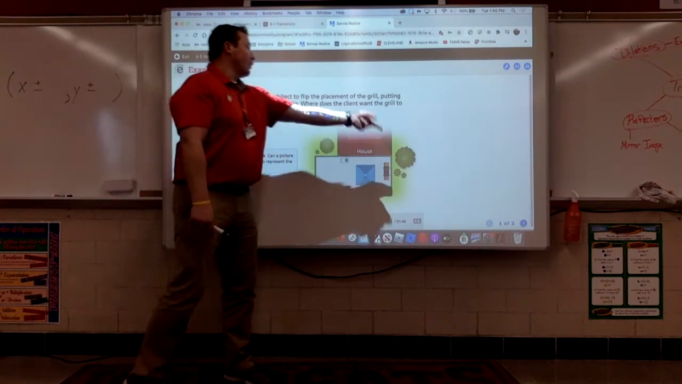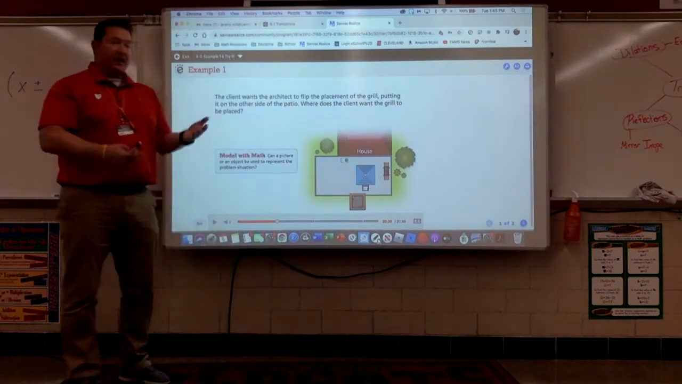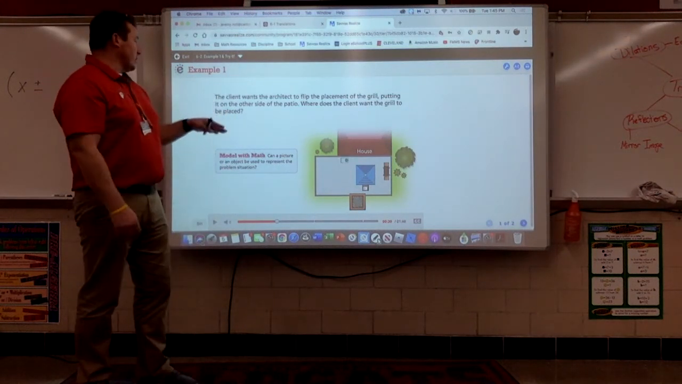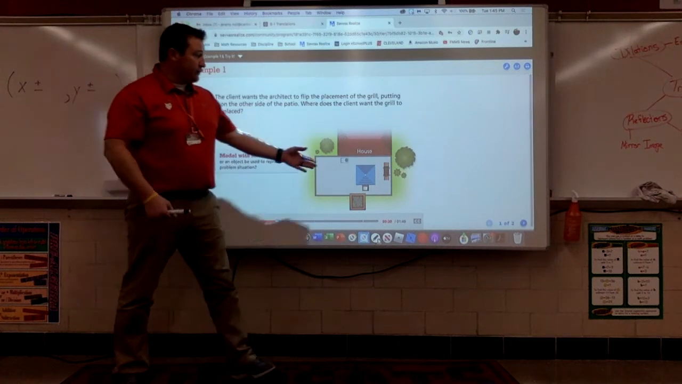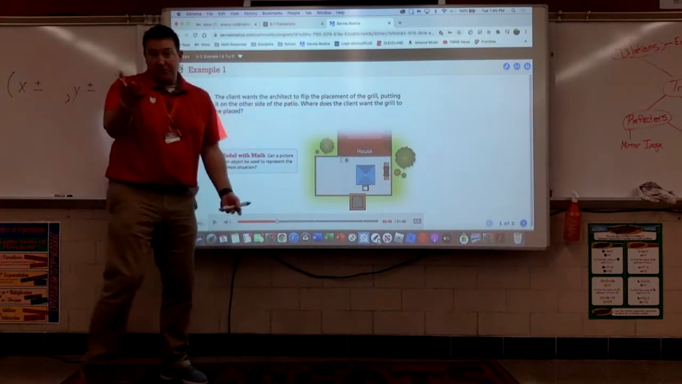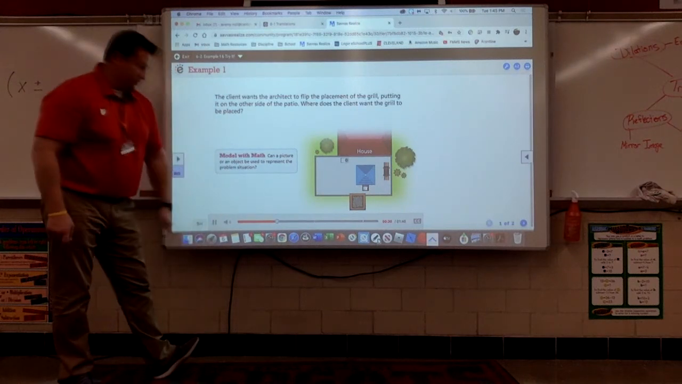Here's the grill. We want to flip it across the patio to the other side. Flip it. We can all imagine what that would look like. Where do we think the grill is going to be? We're going to flip it from here. I'm thinking it's got to be over here somewhere, okay? Let's keep watching and see what happens.